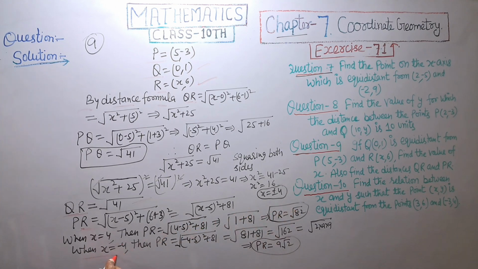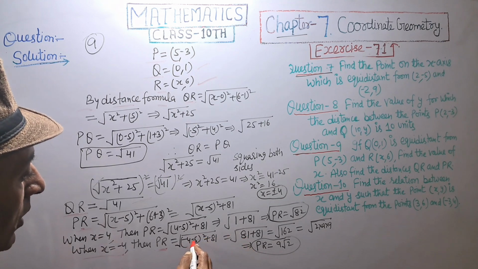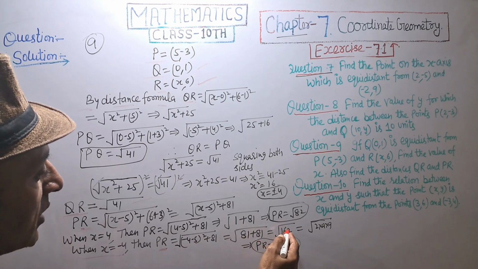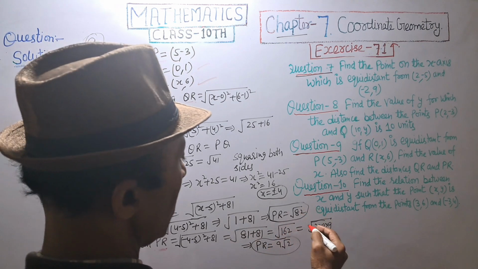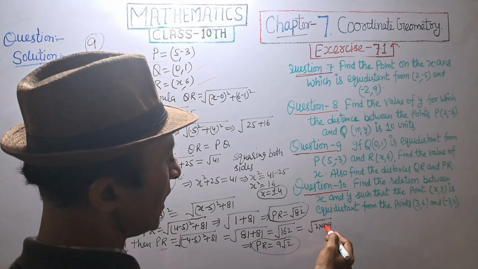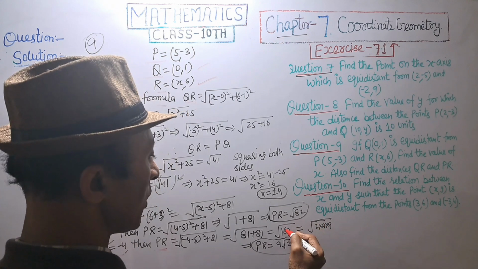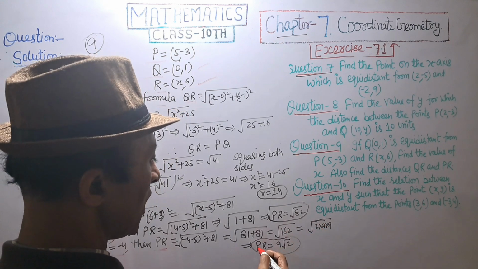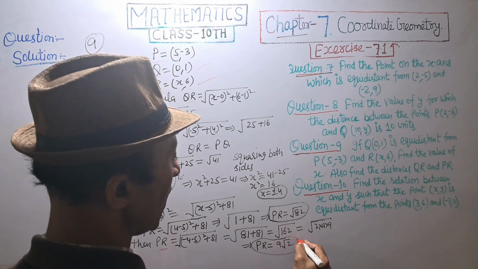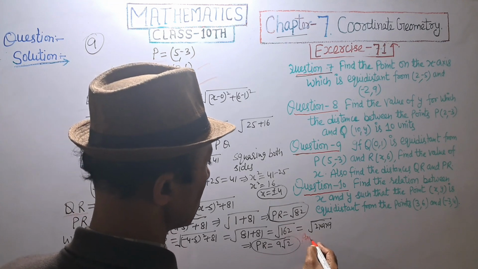And when x is equal to negative 4, then we get the value of PR: put here minus 4, (minus 4 minus 5) square, 81, 9 square, that is 81 plus 81, 162, and factorization of 162: 9 9s are 81, 81 2s are 162. So 9 is taken common, PR is equal to 9 root 2. That is the answer.